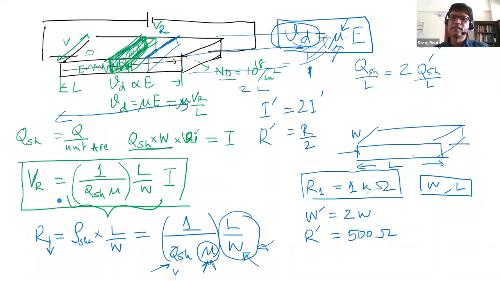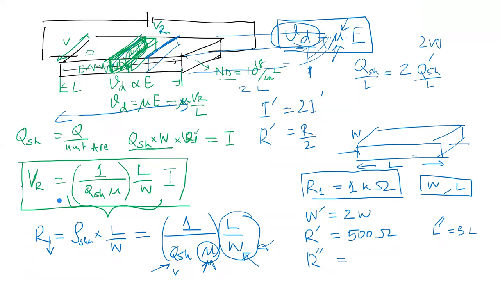Now I do something else. Instead of W, I increase L by 3 times. So new L is equal to 3L. What's the new resistance? I'll call it R double dash. W is the same as before, now I increase the L to 3L. What's the new resistance? 3 times it will increase. 3 times, okay, 3 kilo ohms.